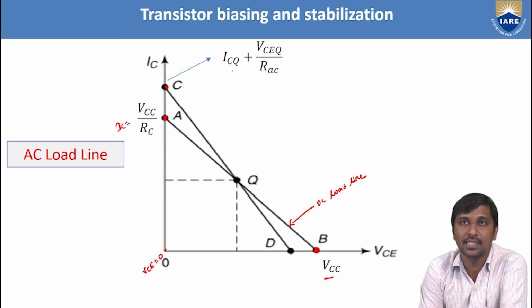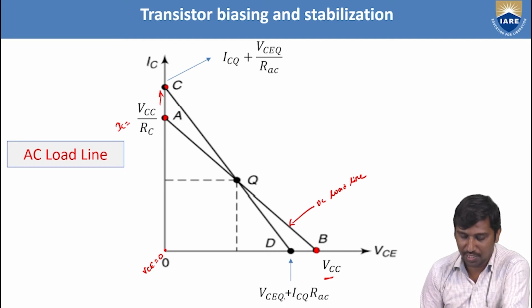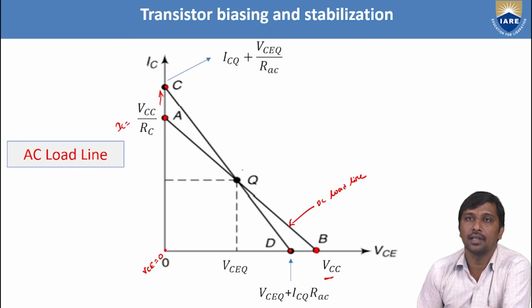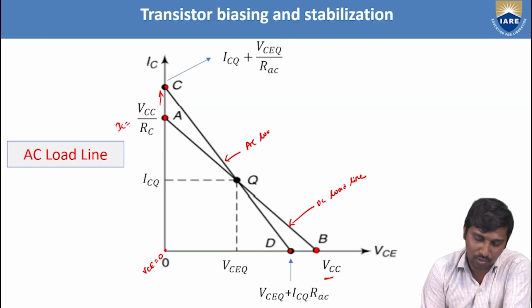This point, the maximum IC, is represented as ICQ plus VCEQ by RC. That is a shift upward by this amount along with the collector current, and some current also increases. So I1 plus this collector current, hence the current parameters increase. Similarly, we also observe this point VCEQ plus IC into RC, and this shifts to be below this line. The intersection of C and D passes through the Q point. So this line here is called the AC load line.